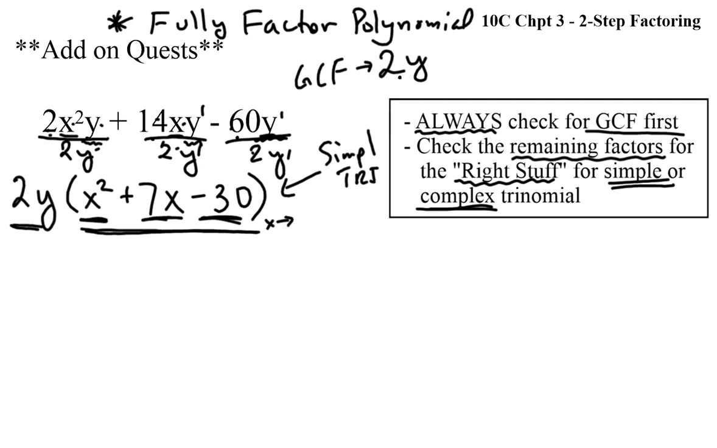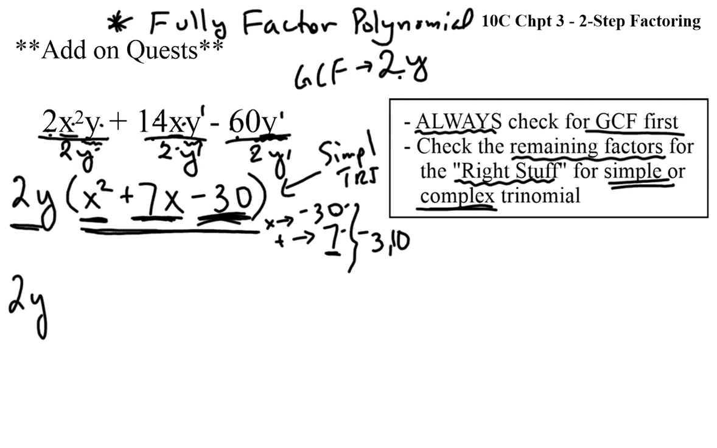We want to multiply to get negative 30. We want to add to get 7. Multiply to negative 30, add to get 7. What two numbers will multiply to get 30? Well, 3 and 10, and that's going to work to give us 7, but we need a positive 7. Negative 3, positive 10, there's your negative 30 and your positive 7.